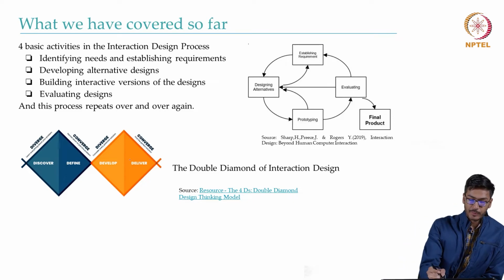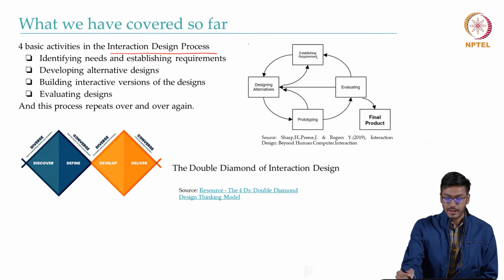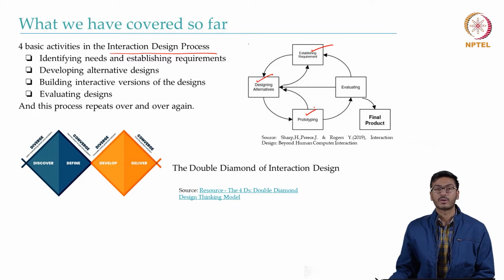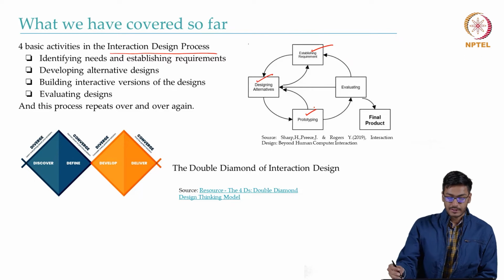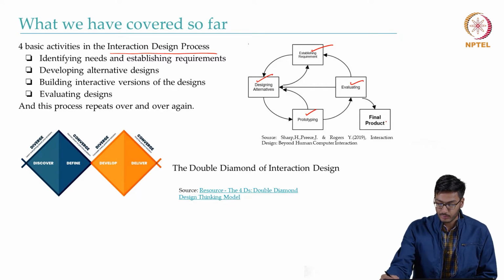Next, we covered the four basic activities in the interaction design process, which were identifying needs and establishing requirements, developing alternative designs, building interactive versions of the designs, or as we call it, prototyping, and then evaluating the designs. And this process repeats over and over again until we arrive at a final product.